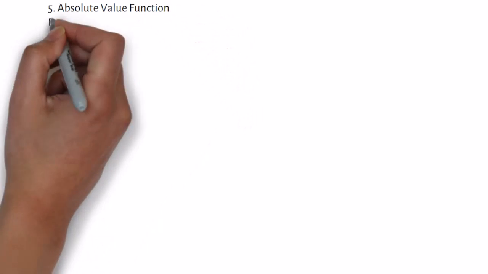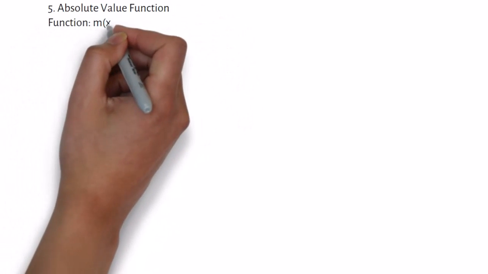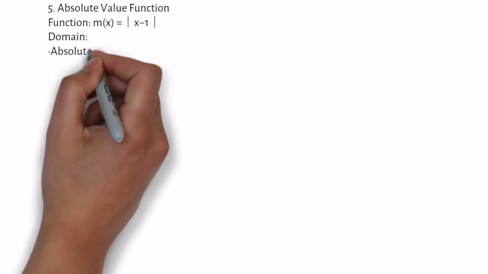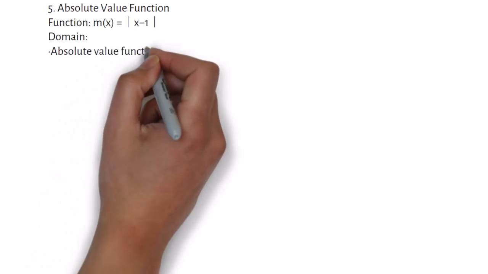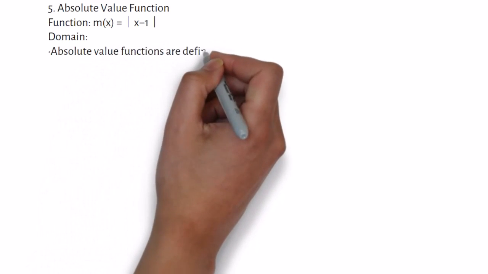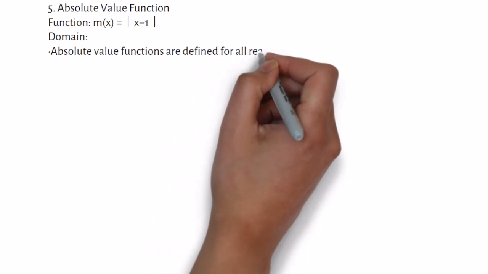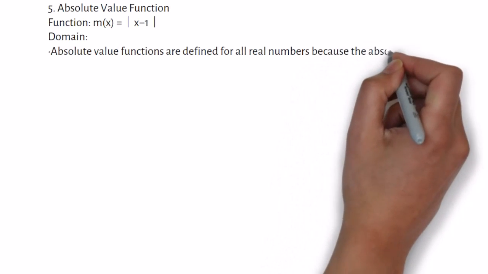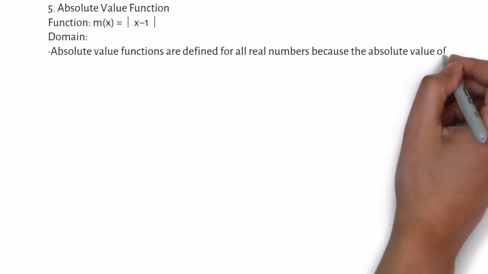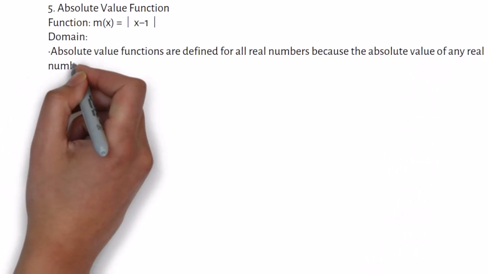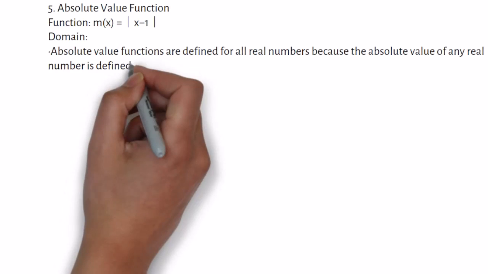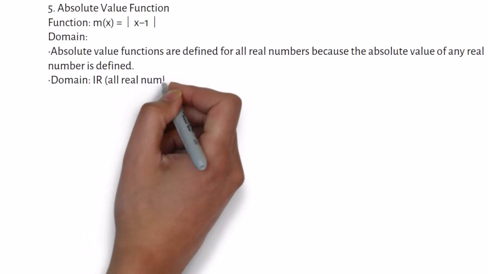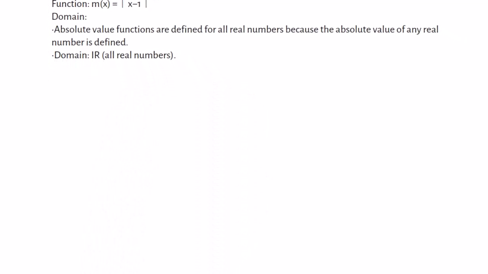Absolute value function. The function is m of x equals absolute value of x minus 1. Defining the domain. Absolute value functions are defined for all real numbers. Why? Because the absolute value of any real number is defined. There is no restriction. So what will be the domain? Domain will be all real numbers.